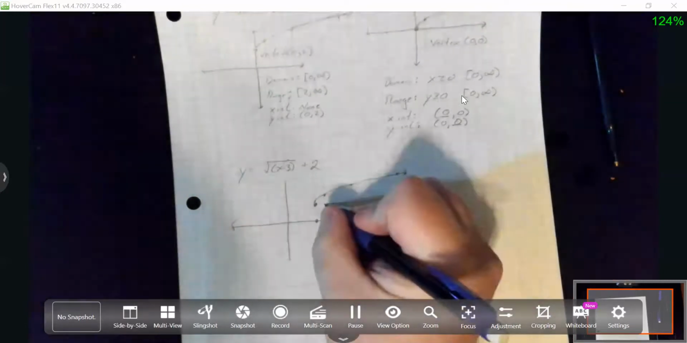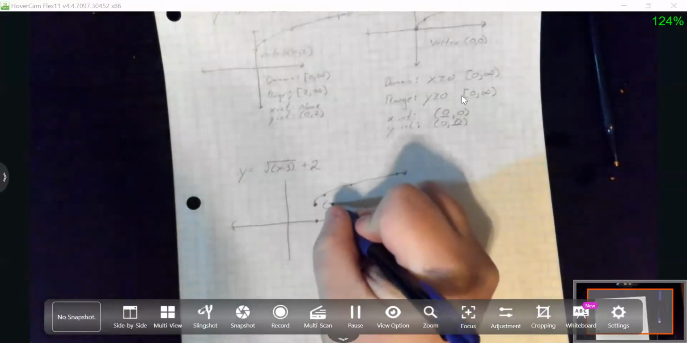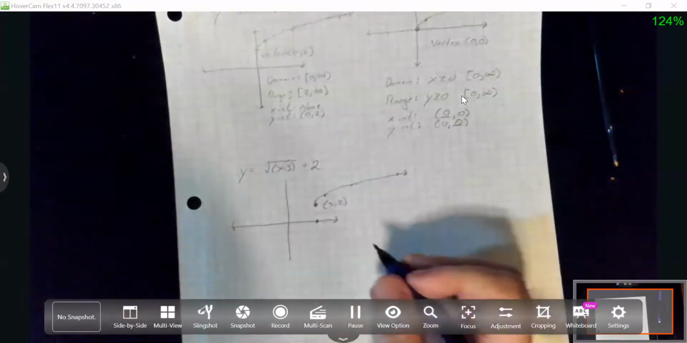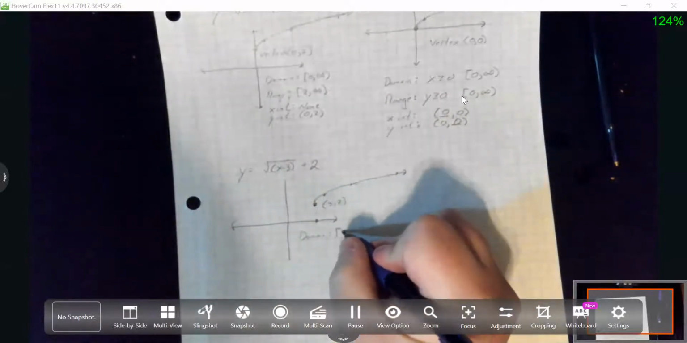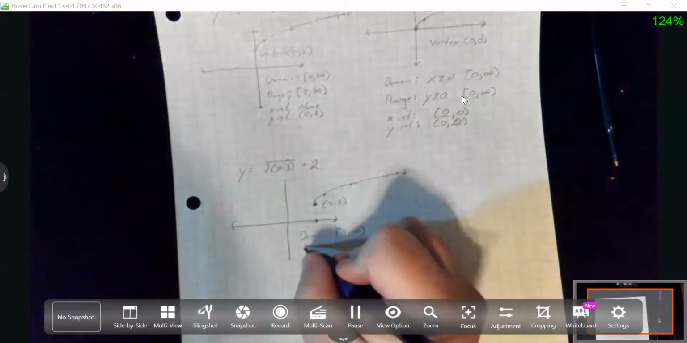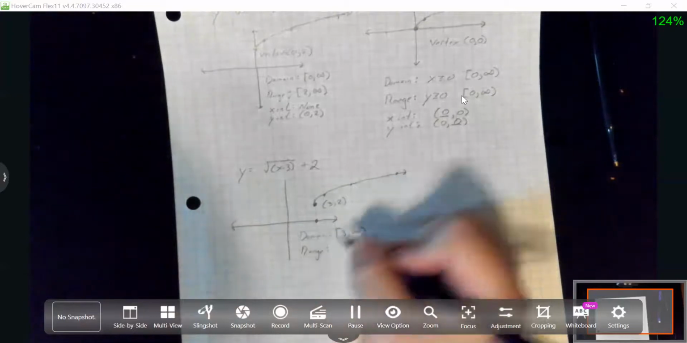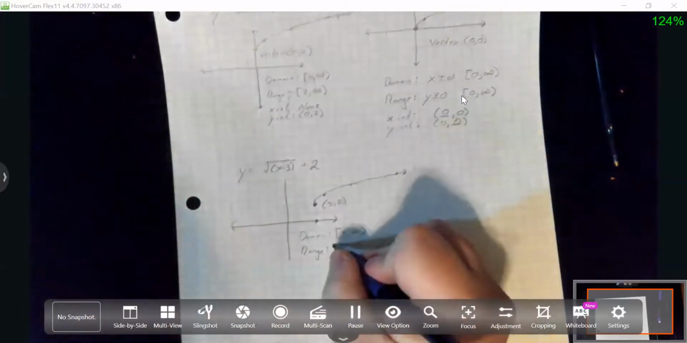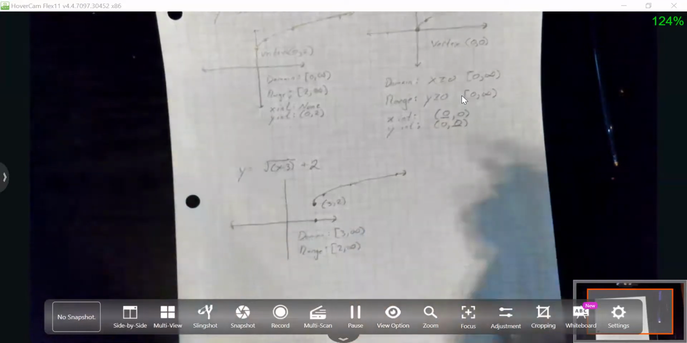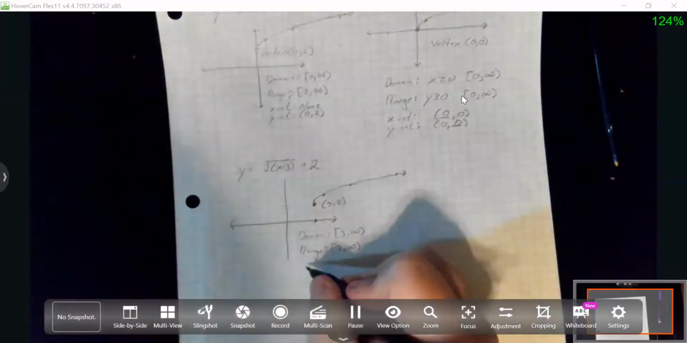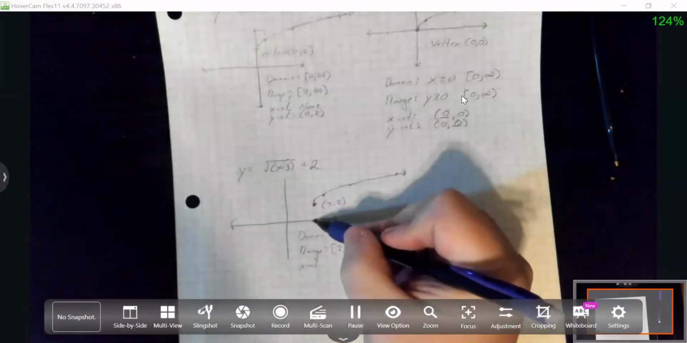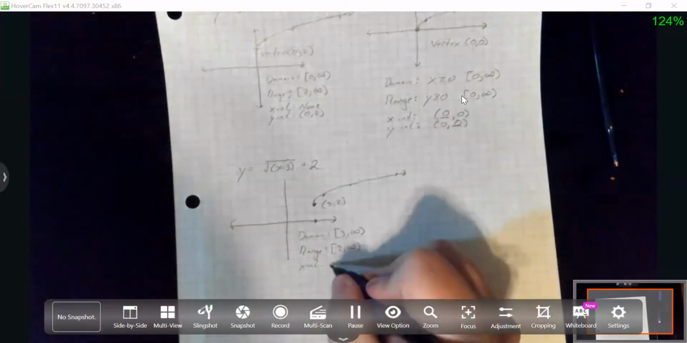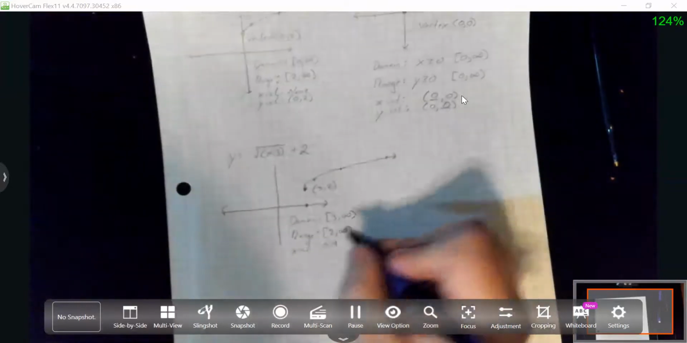All right, vertex. Our vertex is now here at (3, 2). My domain, well, now we're not at 0. We're starting over here at 3, so my domain is 3 to infinity. My range, we're starting right here at 2 and then going up, so my range is 2 to infinity. All right, x-intercept. Well, we're starting here at (3, 2) and then it goes up. There is no x-intercept in this case.